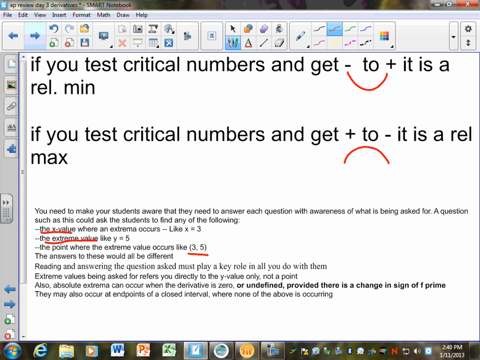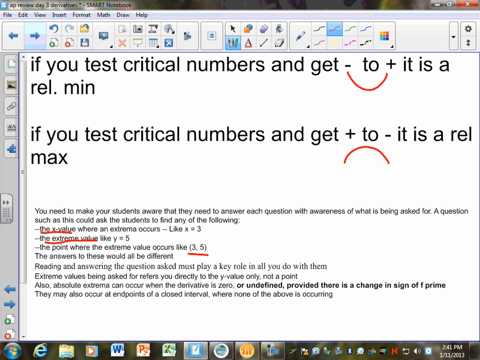It points out here that when they ask you for the extreme values, they really only want the y value. They don't want the ordered pair. If you said the relative max is 7 when x equals 2, I think they'd give you the point for that. But if they ask you for the maximum and you give an ordered pair, I don't know that they'll give you the point for that. So it's really important that you read the directions.